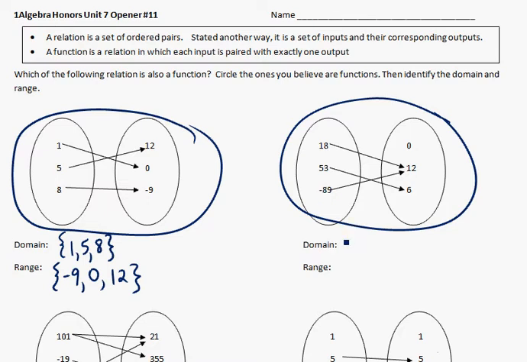So when I list out the domain, I'm going to list out the possible set of inputs from smallest to biggest. So I'm going to start with -89, then 18, then 53. For the range of the function, since we didn't use the 0, I'll leave it out of my range, and I'll just list the set of numbers 6 and 12 as my possible outputs.